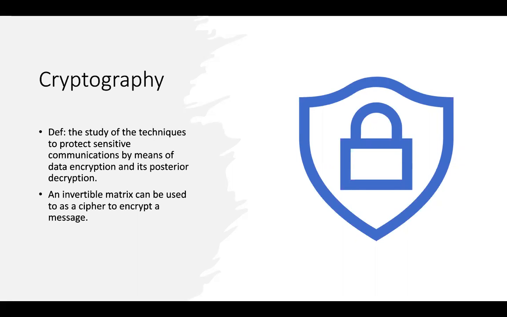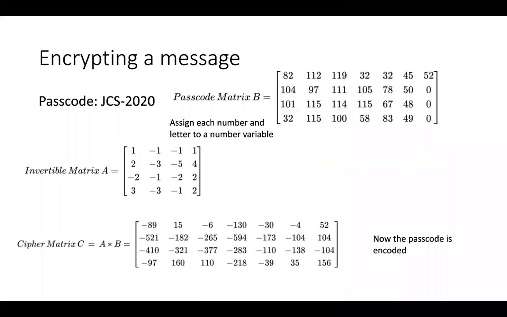And it's important to know that an invertible matrix can be used as a cipher to encrypt a message. So here's an example of how to encrypt a message. Say we're given the passcode JCS 2020. First of all, we need to assign each number and letter to a number variable and create it into a matrix. We call it the passcode matrix B, and it's this huge matrix right here with all the variables assigned to the letters and numbers.